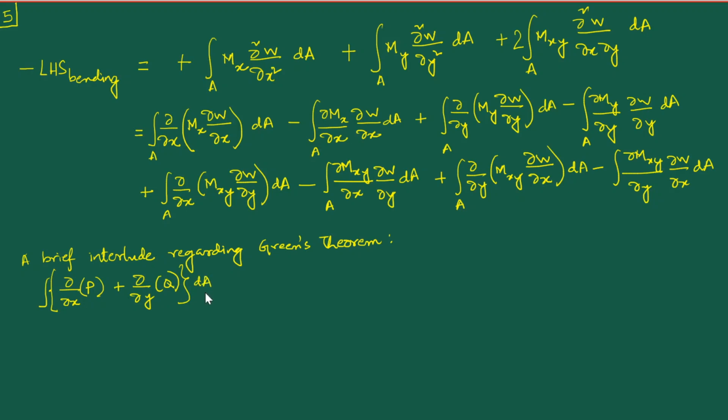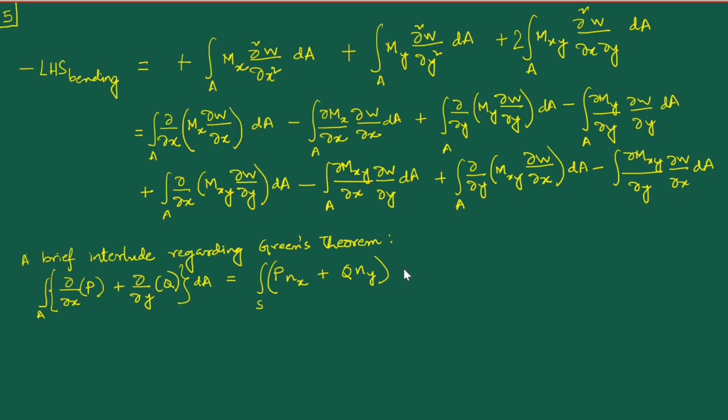So this is an integration with respect to the entire domain, the entire area. This area integration will be equal to an integration over the periphery of this area, or over the contour of this area, where the integrand changes like this, where please note that this nx and this ny are the x component and the y component of the unit outward normal to the contour.